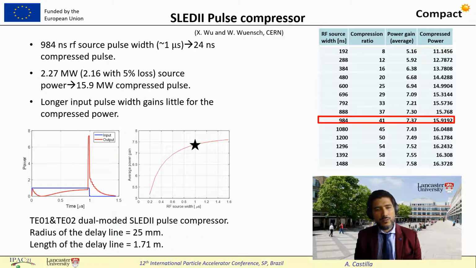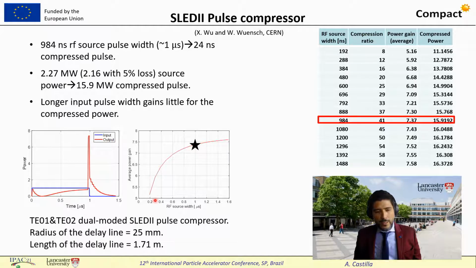So we looked into delay line SLED-II type post-compressors, having close to a 1 microsecond pulse coming from the sources, and we need about a 24 nanosecond compressed pulse. So that means if we have up to 2.27 megawatts, let's call it 2.16, including some losses on the line, we can reach up to close to 16 megawatts of compressed pulse at 24 nanoseconds.